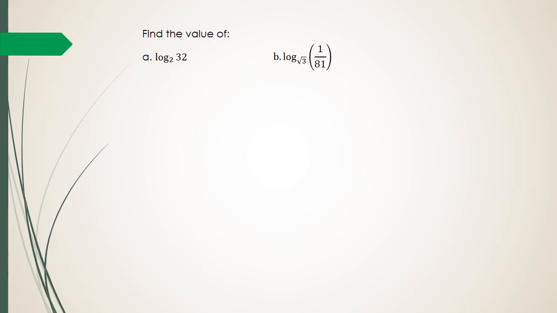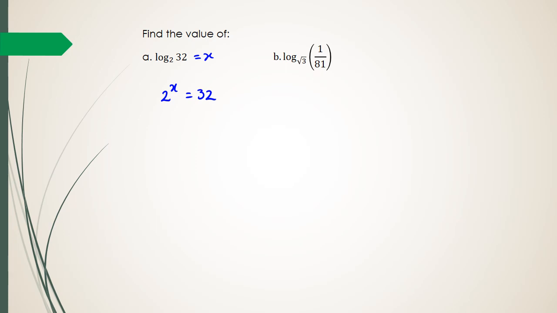Alright, I'm hoping you guys have had a chance to look at these two questions and solve them. Basically, we have to find the value of log base 2 of 32. In other words, we can write this as log base 2 of 32 equals x. Now, the next step would be to write it in exponential form. So that means this would look like 2 to the power of x is equal to 32.